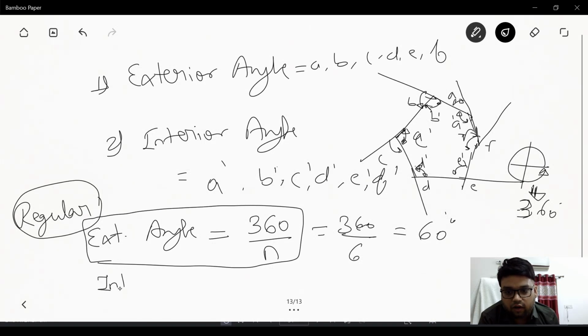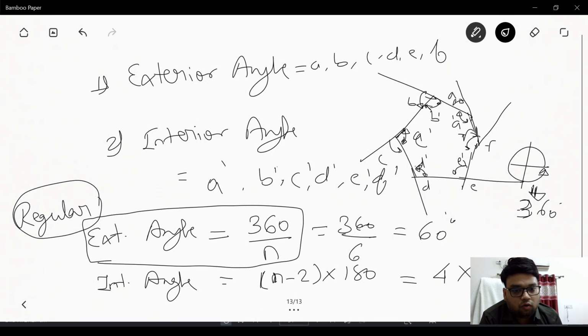And further, for the calculation of the interior angle in the case of a regular polygon, the formula will be equal to (n minus 2) into 180 degrees. Here n is nothing but the number of sides. Here how many sides? 1, 2, 3, 4, 5, 6. So 6 minus 2 is 4, into 180 degrees. So the sum of the interior angles will be equal to 180 cross 4.